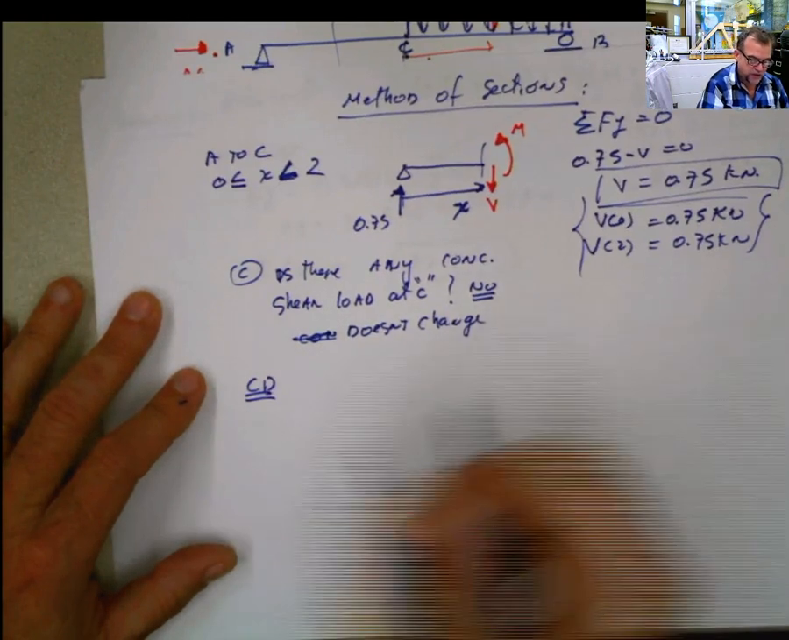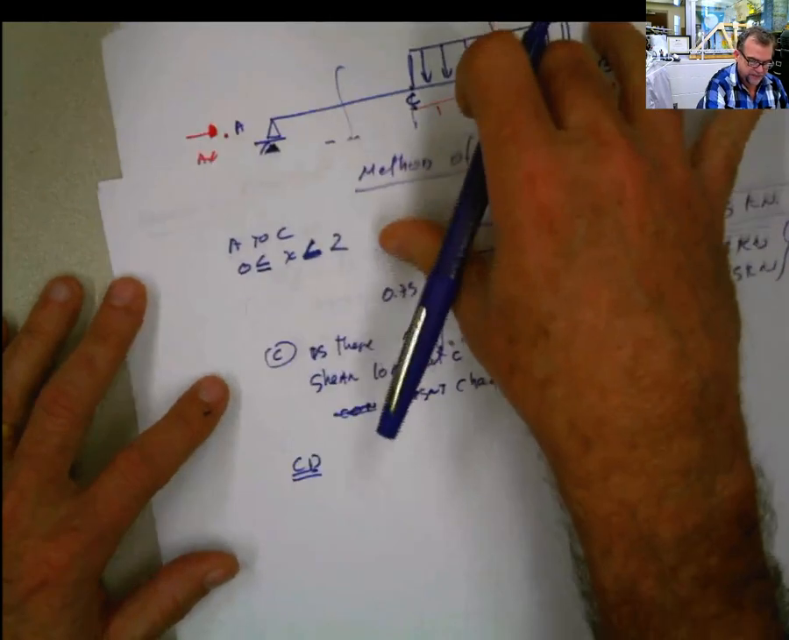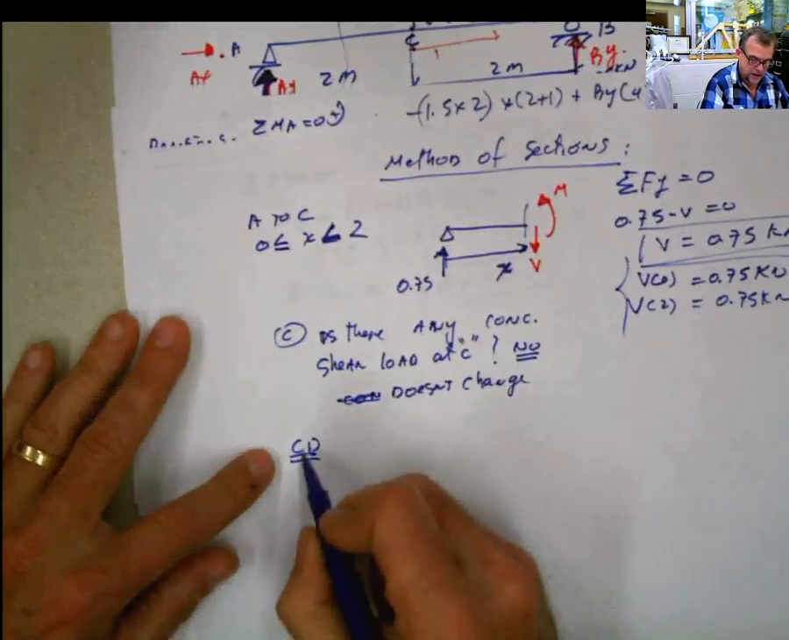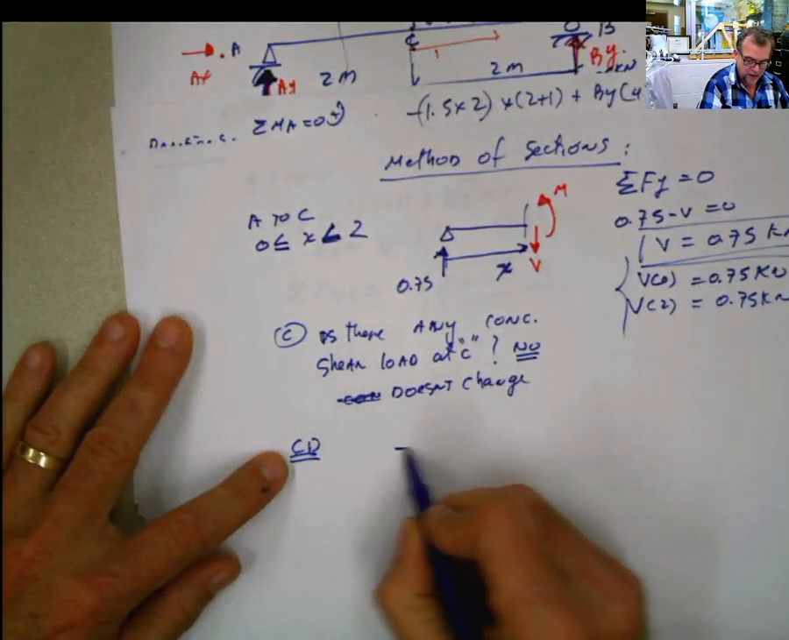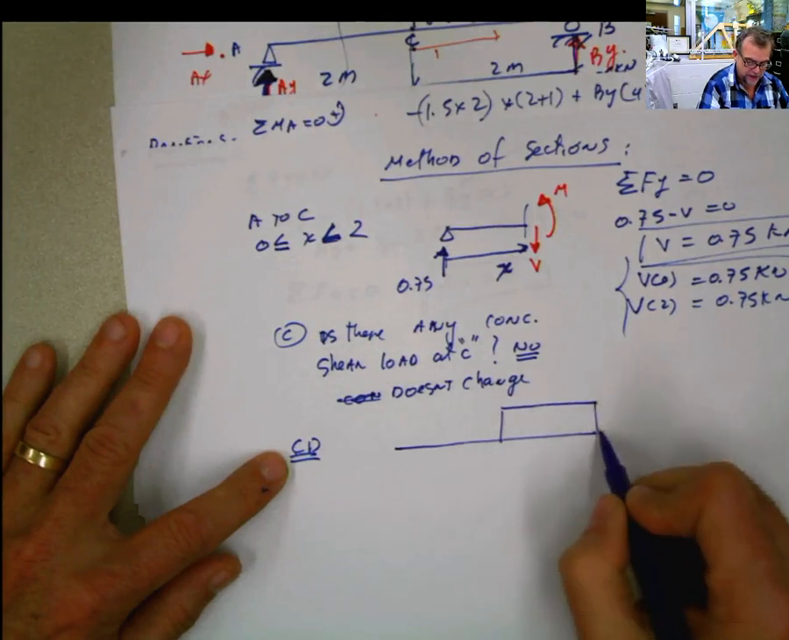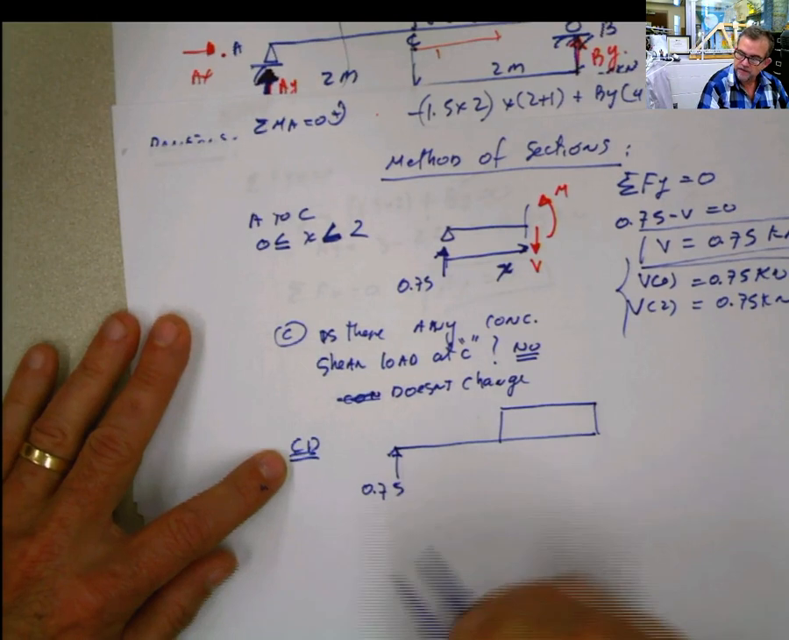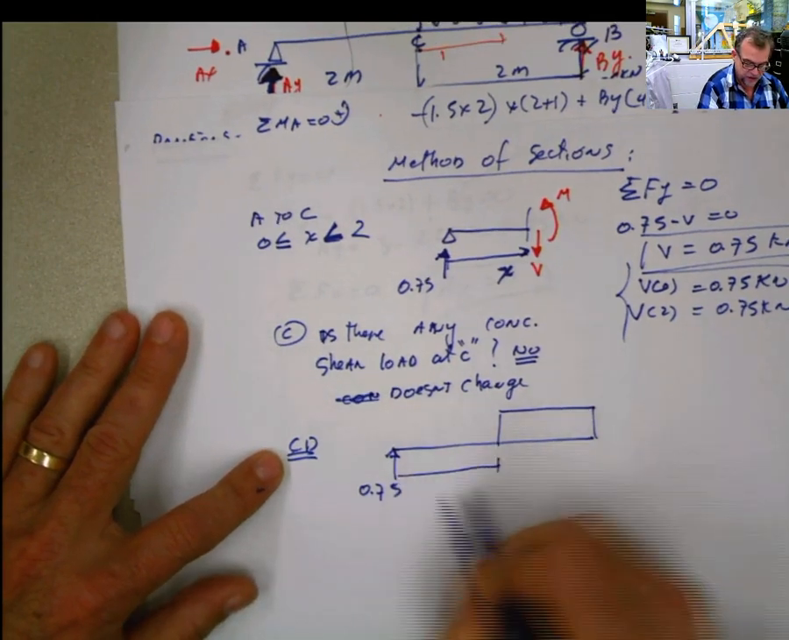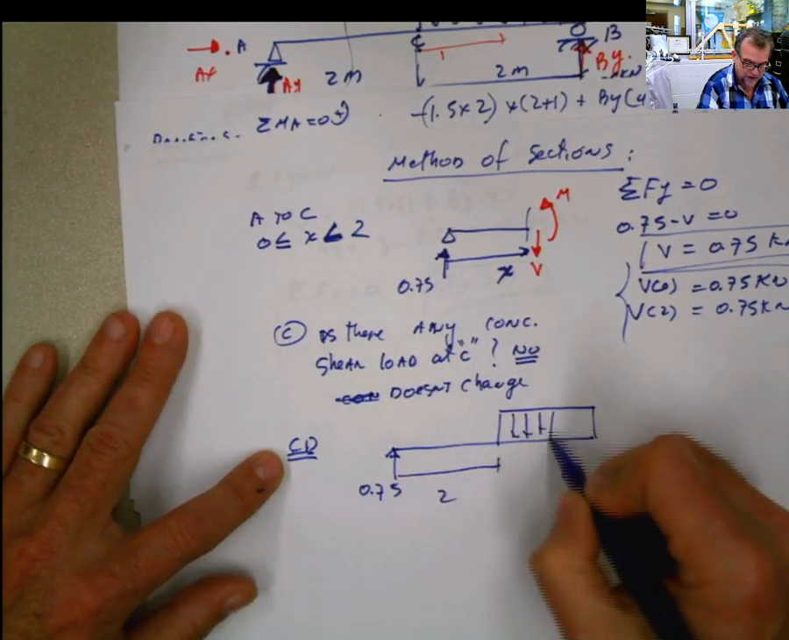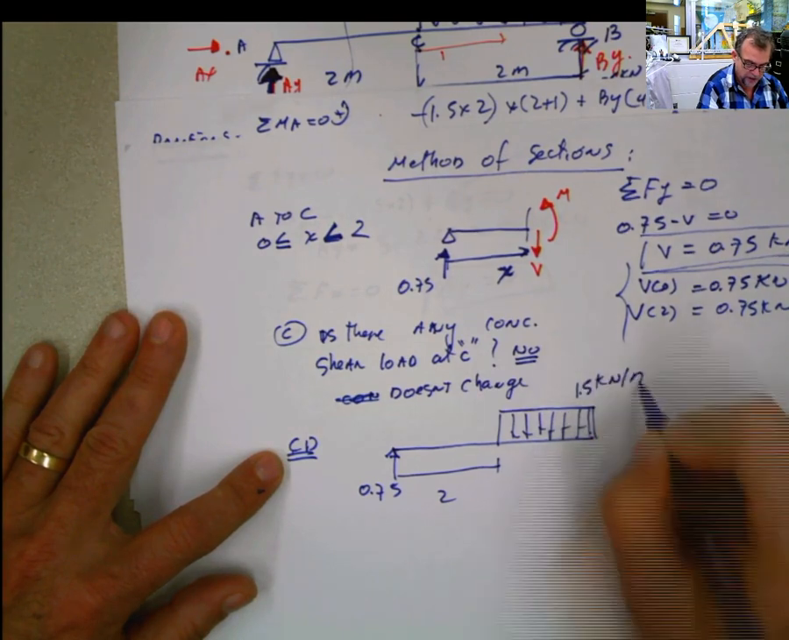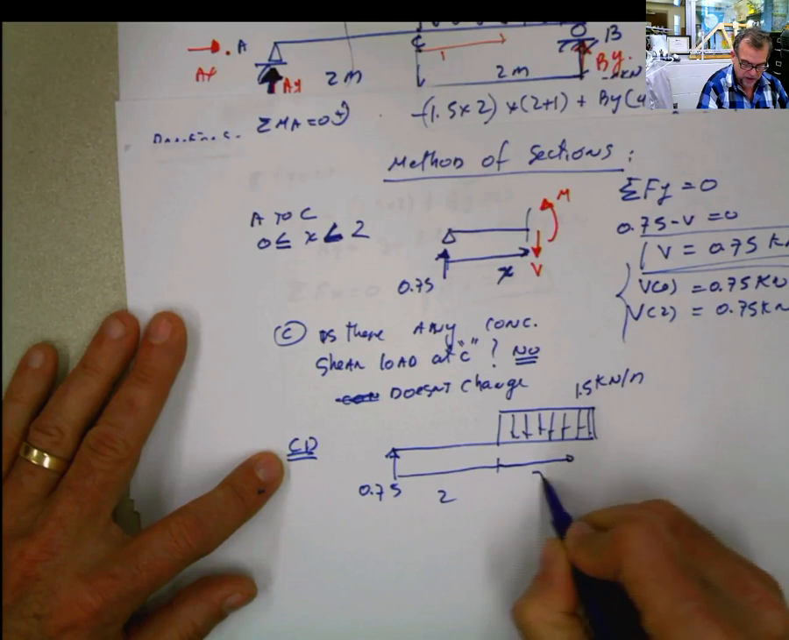When you go to CD, span CD, there are several methods of doing this. Even though I'm analyzing CD, I'm going to copy everything from A to there. This is my reaction at A, 0.75. This distance is 2. The value of the distributed load here is 1.5 kilonewton per meter. And the distance from here to here is X.